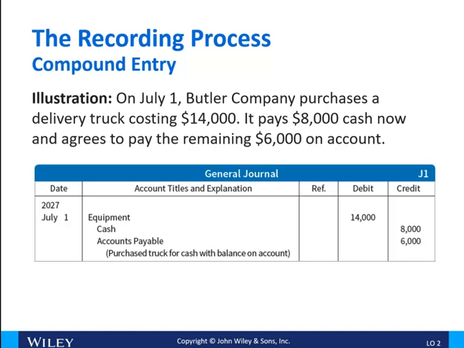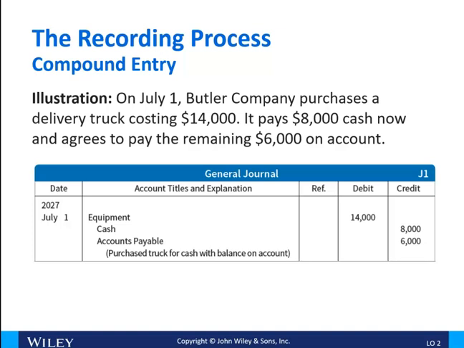We only had one account. Total credits are the $14,000, even though it's 2 separate accounts, the total still equals $14,000. Debits equal credits. If we think about our accounting equation, equipment and cash are assets, and accounts payable is a liability.